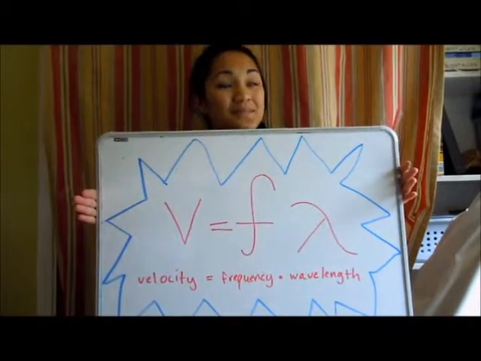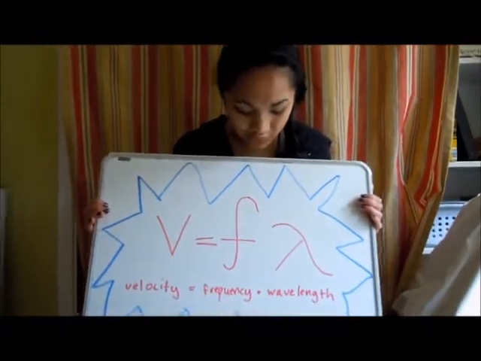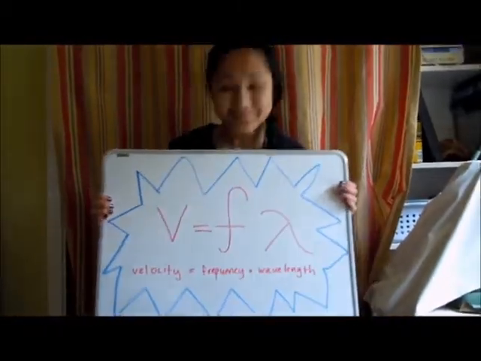Welcome to Sound 101. First of all, waves travel in a longitudinal way. So it travels this way instead of this way, which is like a transverse wave. The equation for a wave is, whiteboard please, velocity equals frequency times wavelength.